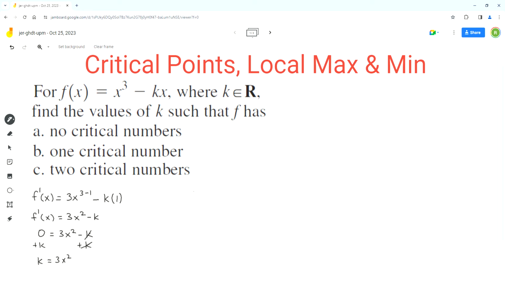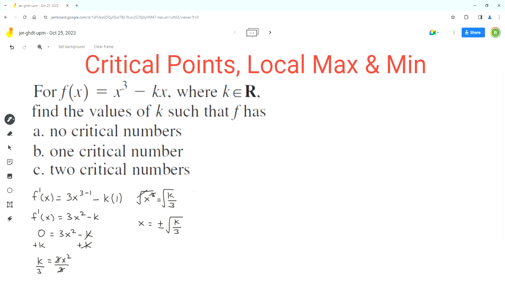Now we can divide both sides by 3. So the 3's on the right side get cancelled out, and we get x squared equals k over 3. And now we can apply the square root to both sides. On the left side, the square root and the square cancel each other out. So we get x equals plus or minus the square root of k over 3.